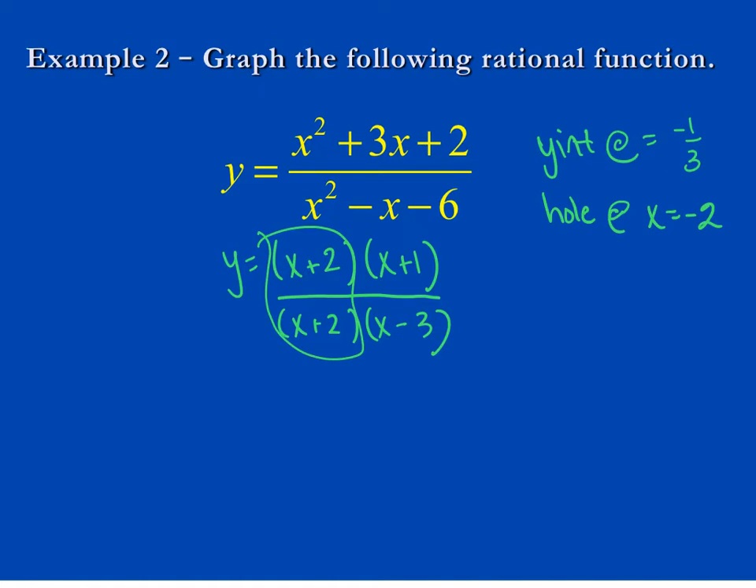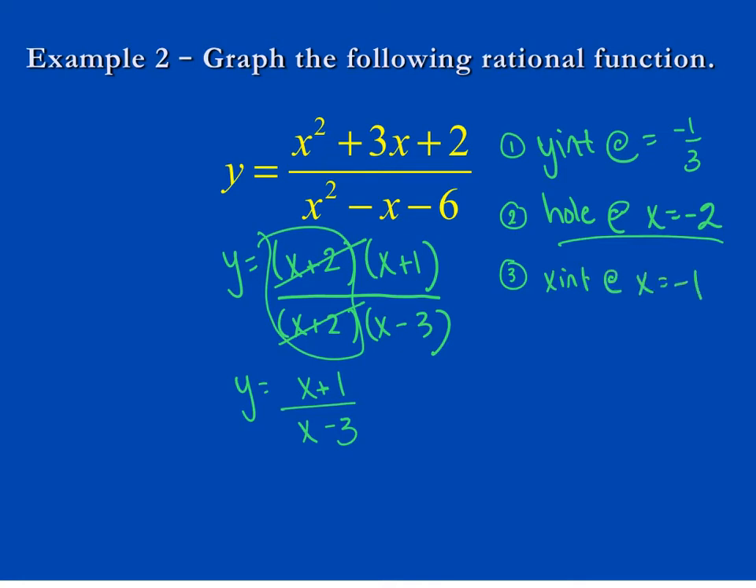But to make it easier to graph, I'm now going to cancel out that common factor, because I've made my note that x cannot equal -2. And so we'll now proceed with this simpler version of just y equals x plus 1 over x minus 3. And when I go to graph it, I'm going to have to remember to make sure I have an empty circle at x equals -2. The next step is to find the x-intercept, and I do that by setting the numerator equal to 0, because I'm really saying that y is 0. And so we have our x-intercept at x equals -1.